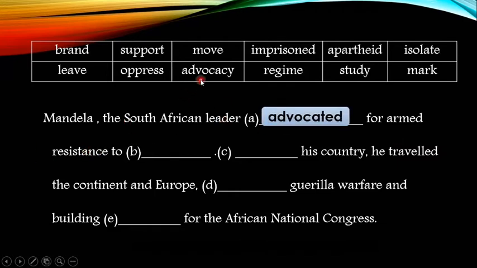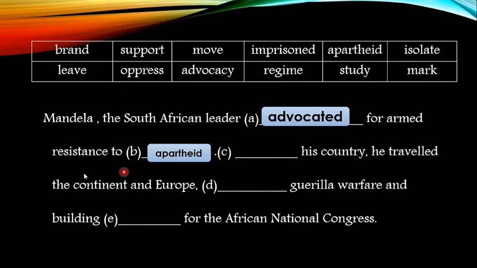Check out, we had this option advocacy as noun form, but we have used it as a verb form. Why? Because after the subject we needed a verb. That's why here we have taken it in the verb form. Advocated for armed resistance to dash to apartheid. Resistance to apartheid. He wanted to resist the apartheid, so he wanted to build up an armed resistance force.